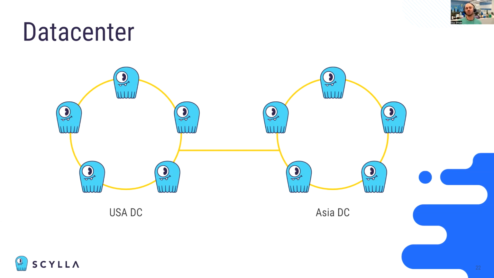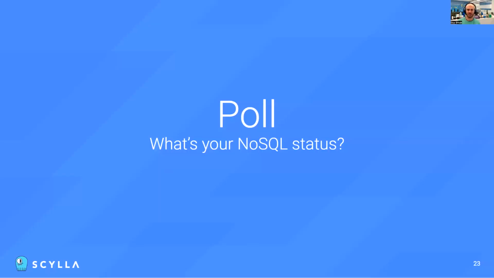And also here, just like nodes, data centers are created equal. We don't have the concept of master, slave, leader, follower, or whatever. They're all equal, and they can all serve requests.